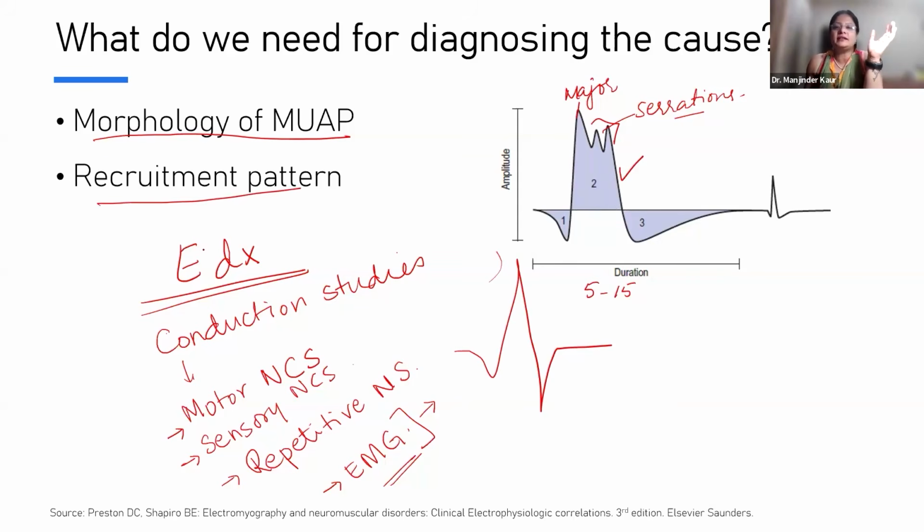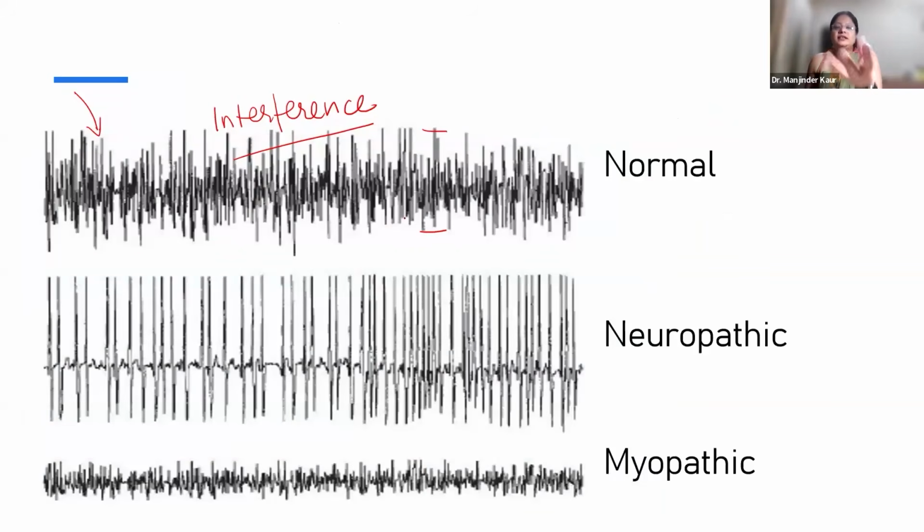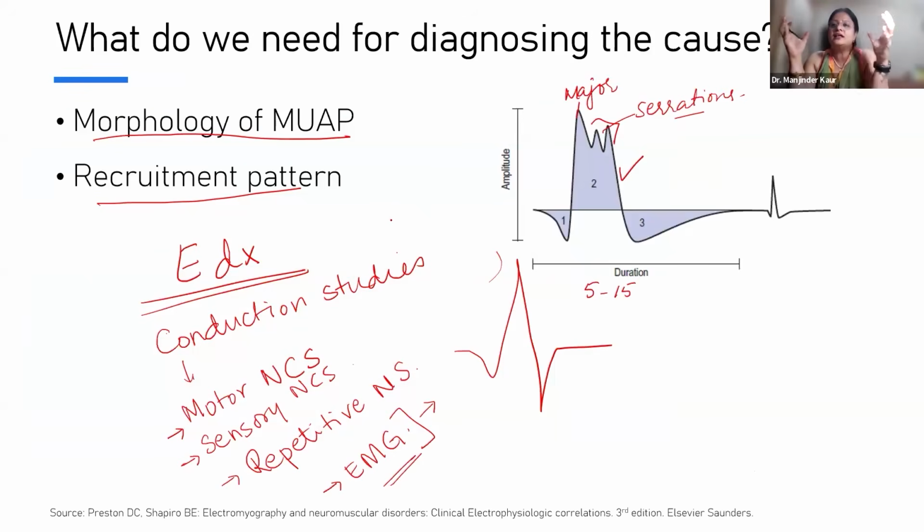Then we see the recruitment pattern. What will happen in the recruitment pattern is these spikes which you are getting, they will get intensified. The amplitude will become larger. They will come more closer, and it will become more intense. So that shows that more number of motor units are now recruited for this particular activity. So now this tells us that an EMG is apparently normal.